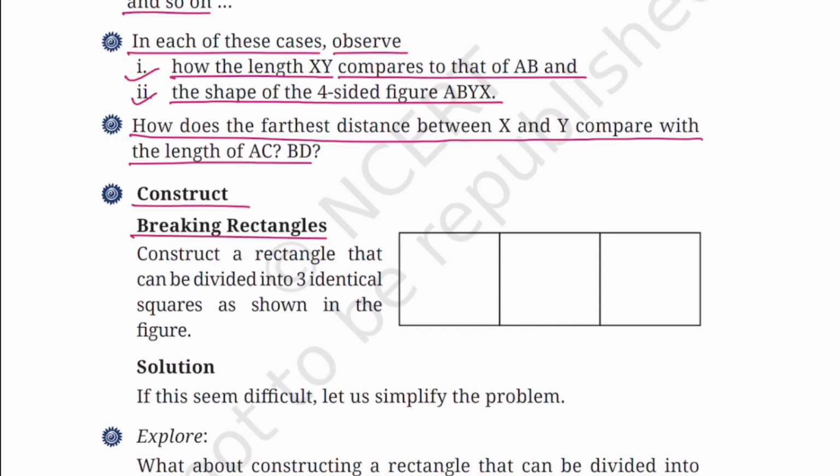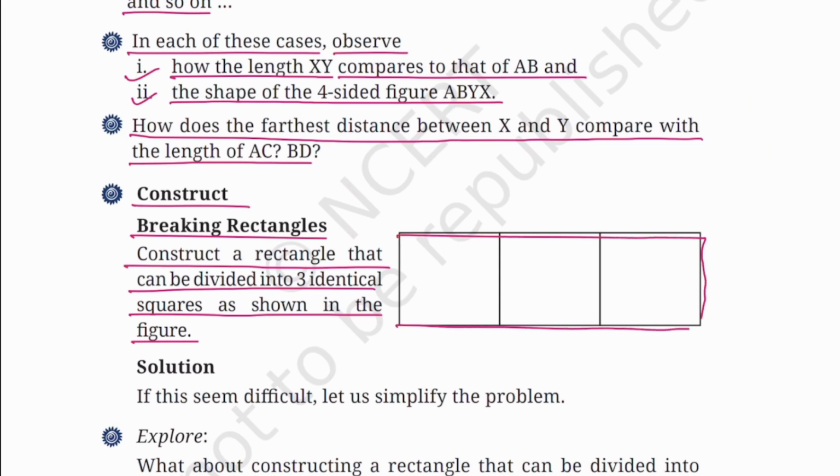Construct breaking rectangles. Construct a rectangle that can be divided into three identical squares as shown in the figure. You can see this rectangle has been divided into three squares which are identical to each other. Solution. If this seems difficult, let us simplify the problem.